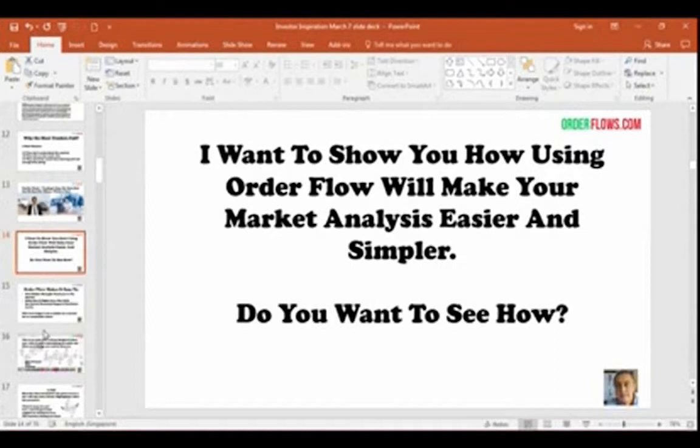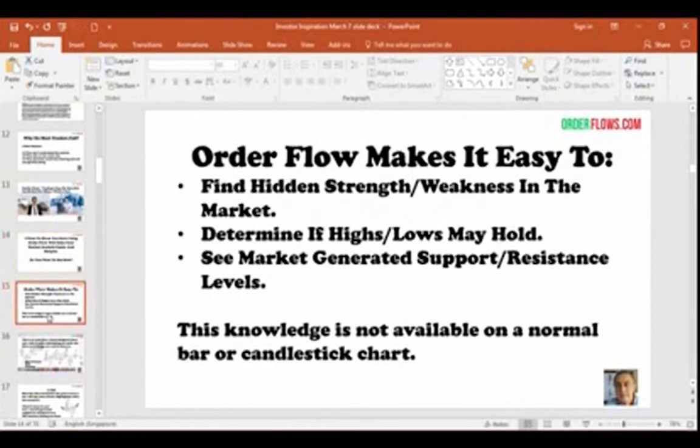And order flow will help you break down the market so you understand what it is that you're looking at. So again, I want to show you how to use order flow to make your market analysis easier and simpler. So do you want to see how? I'm sure you do if you stuck around to here. Now, order flow is going to make it easy to find hidden strength and weakness in the market, how to determine if highs or lows are going to hold, and see market-generated support or resistance levels. Now, this knowledge, right? It's not some hidden dark art. It's available in the data.